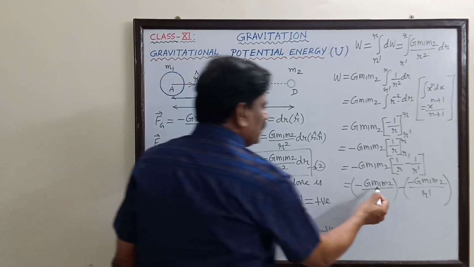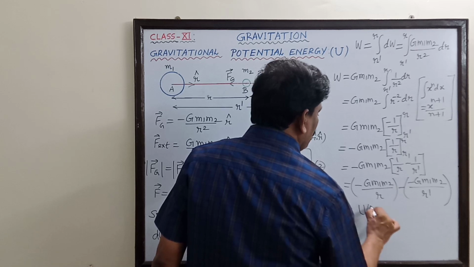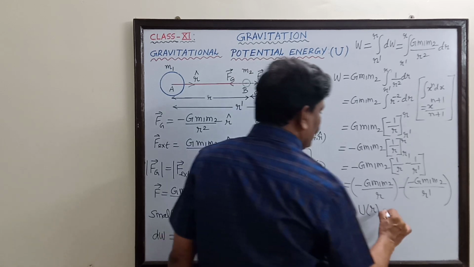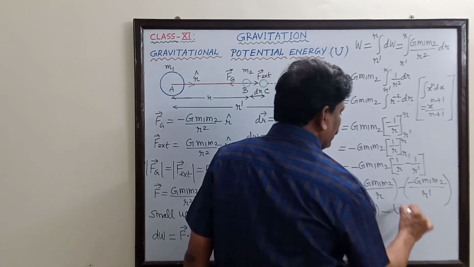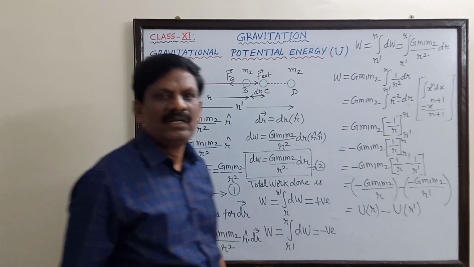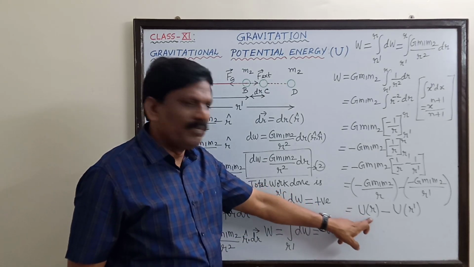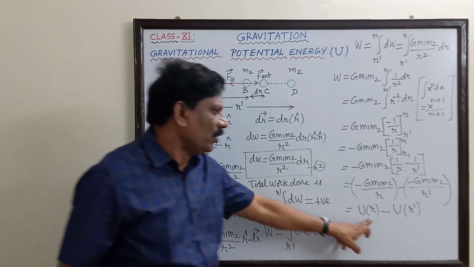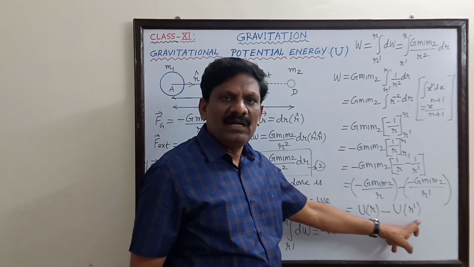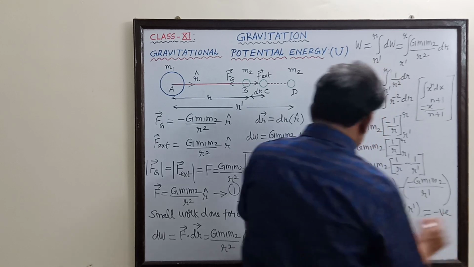So the first term is the potential energy of the mass at a distance R minus the potential energy of the mass at a distance R dash. Now this is a lower potential, is it not? Lower potential minus higher potential. So this is negative. This work done is negative.